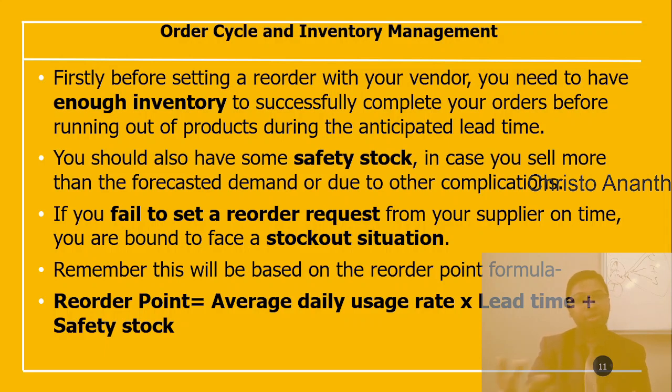In case you sell more than the forecasted demand, or there is some complication in the process that you have to manage later, you have to have some safety stock. If you fail to set the reorder request with your supplier on time, then definitely you will face the stock out problem. So for the reorder point: reorder point is equal to average daily usage rate multiplied by lead time plus safety stock. That's the additional stock you will be maintaining for safety purposes.